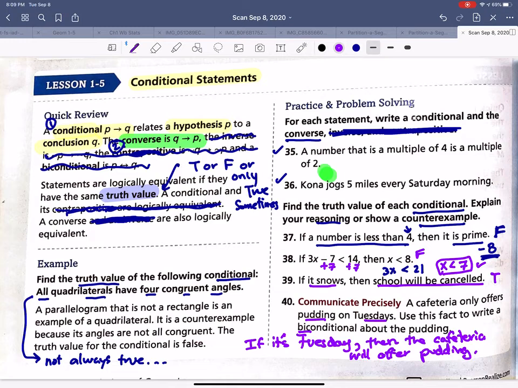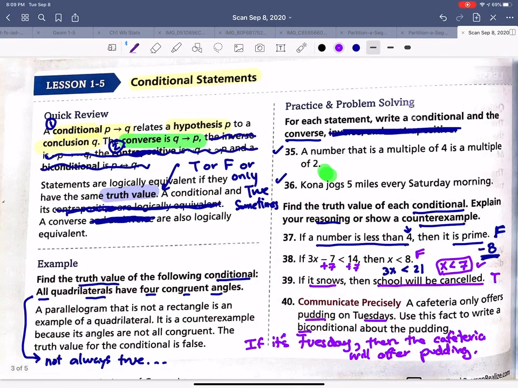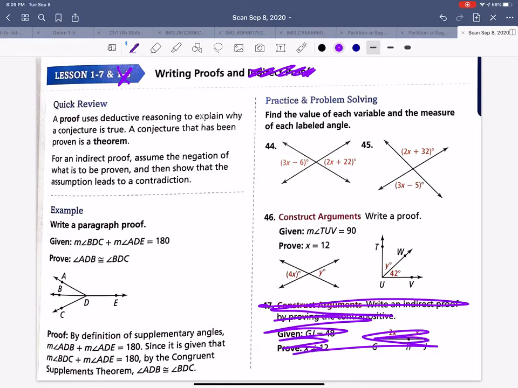Cool. Okay, let's get started on the last section. That was just my extra piece of paper because I didn't have a lot of room there. All right, last section. We didn't do 1.8, just 1.7, and we didn't do indirect proof. So this is the one that talks about indirect. It says a proof is just your deductive reasoning explaining why. And if we can go through the steps of proving it, it's called a theorem. Now an indirect proof is not something we talked about, so I'm just going to cross that out.